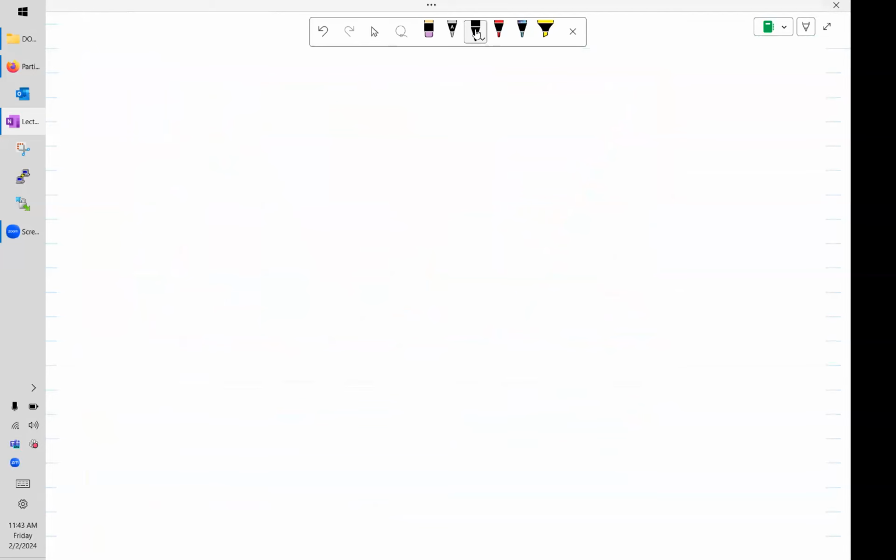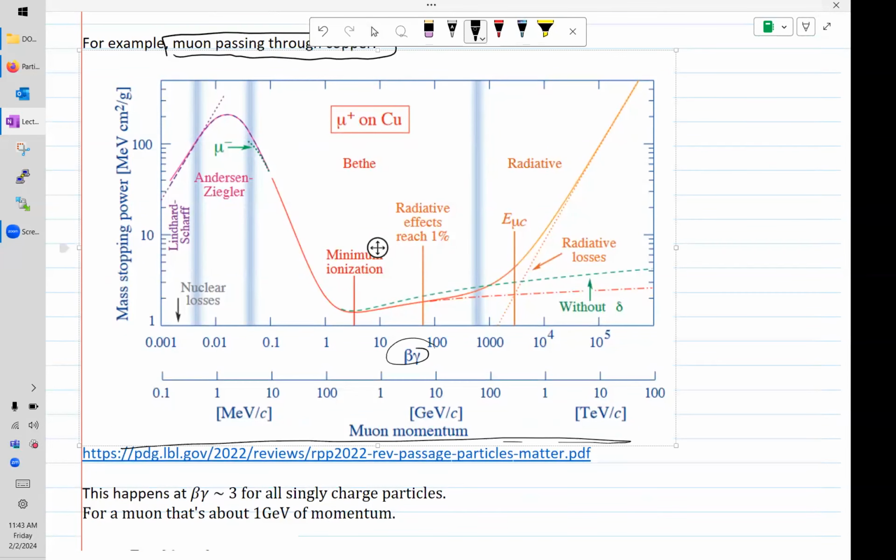So if you were a muon and you want your muon to be in this minimal ionization regime, between a beta gamma of 3 to 6, your muon should be somewhere here. So this is 1 GeV, this is 1 TeV, this is 1 MeV. So this unit here is actually MeV, okay? So you want your muons to be a few hundred MeV. And that actually is where the muon loses the least amount of energy per distance traveled, okay?